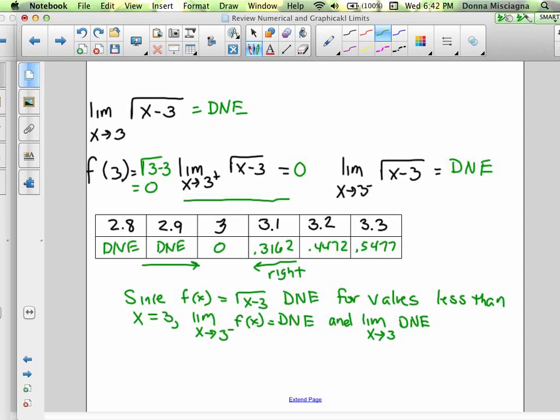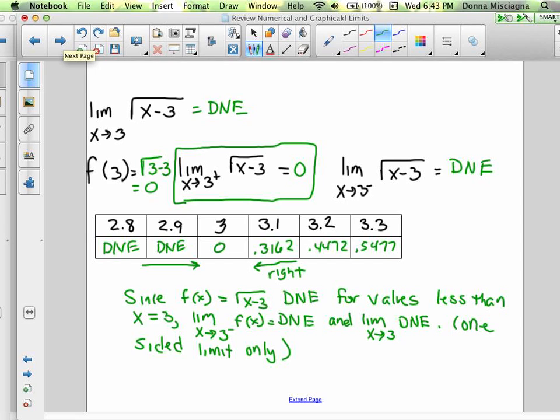The only one that exists is this one. The limit as x approaches 3 from the right, right? So this is a one-sided limit only. So if I asked you if the limit as x approaches 3 of square root of x minus 3 exists, you should say does not exist.